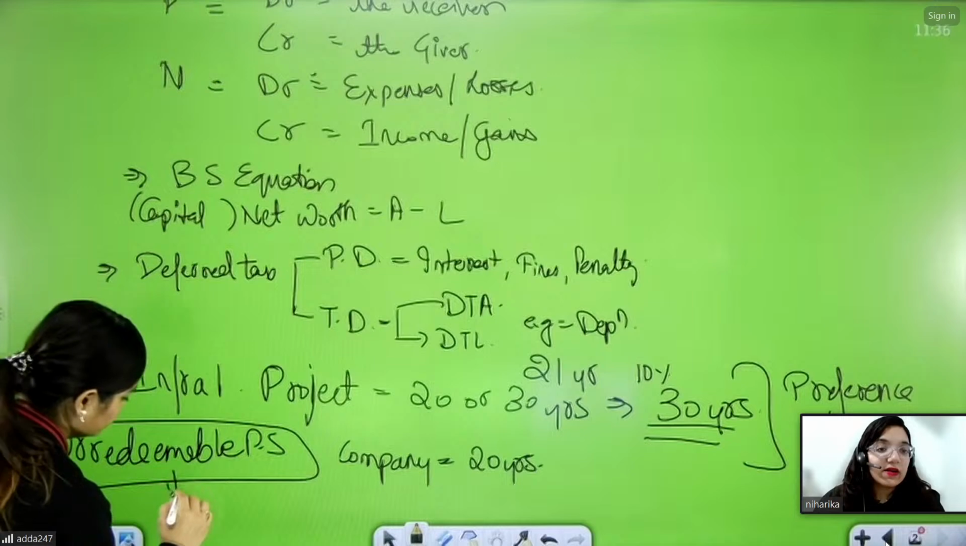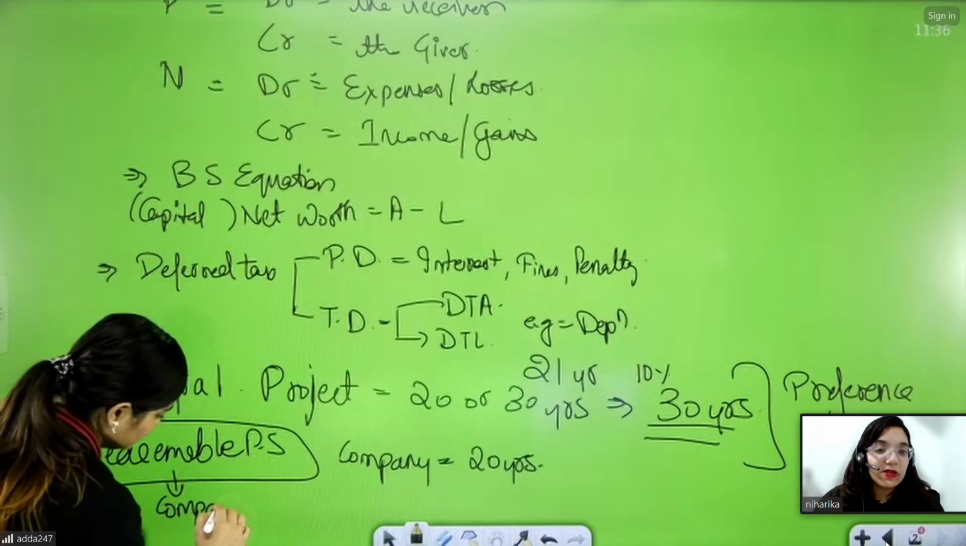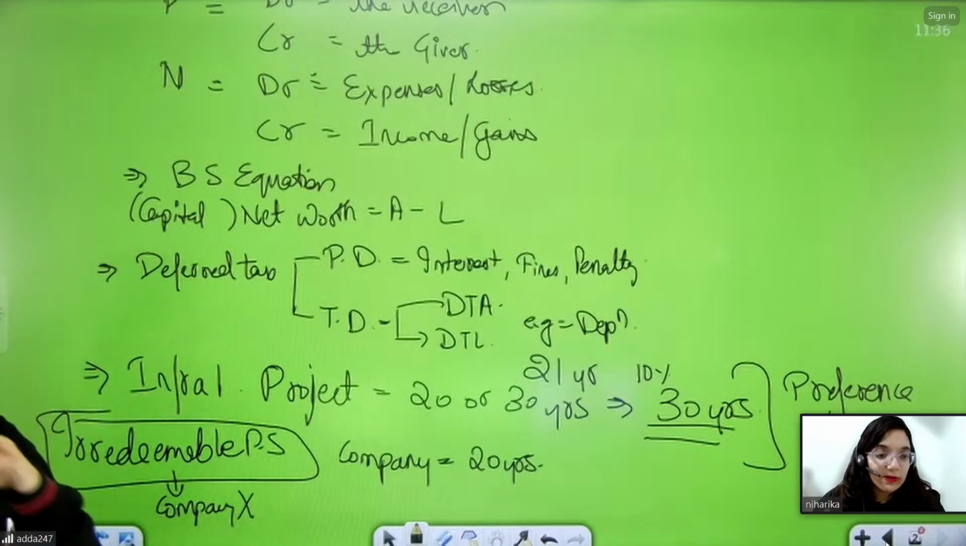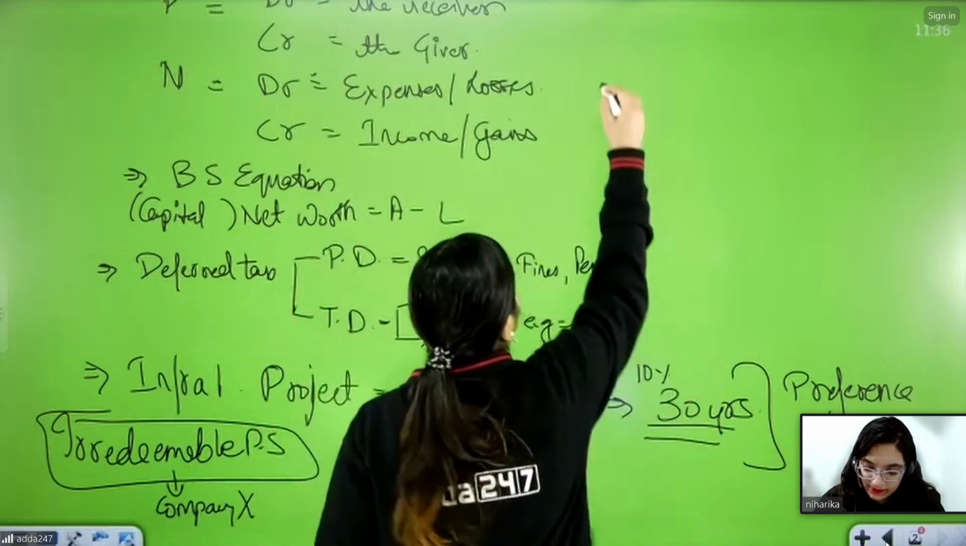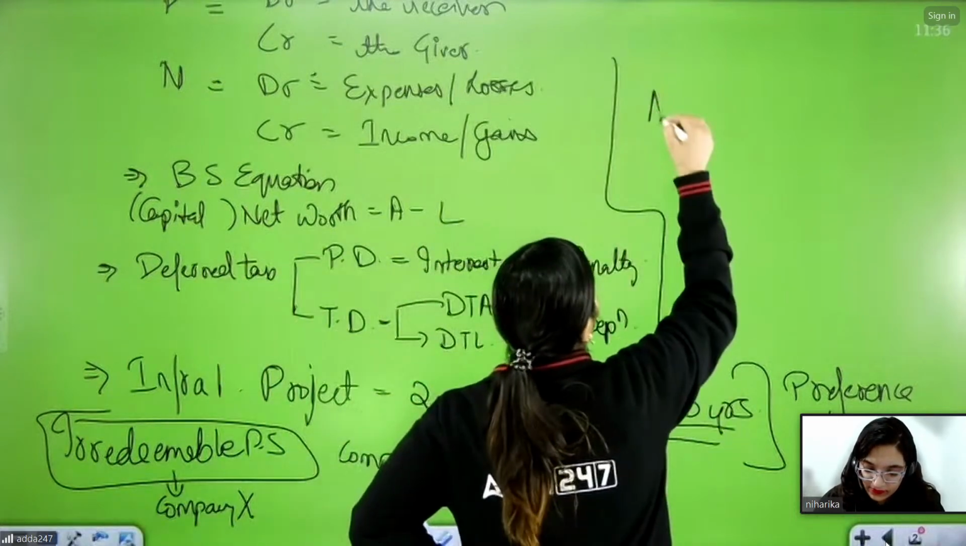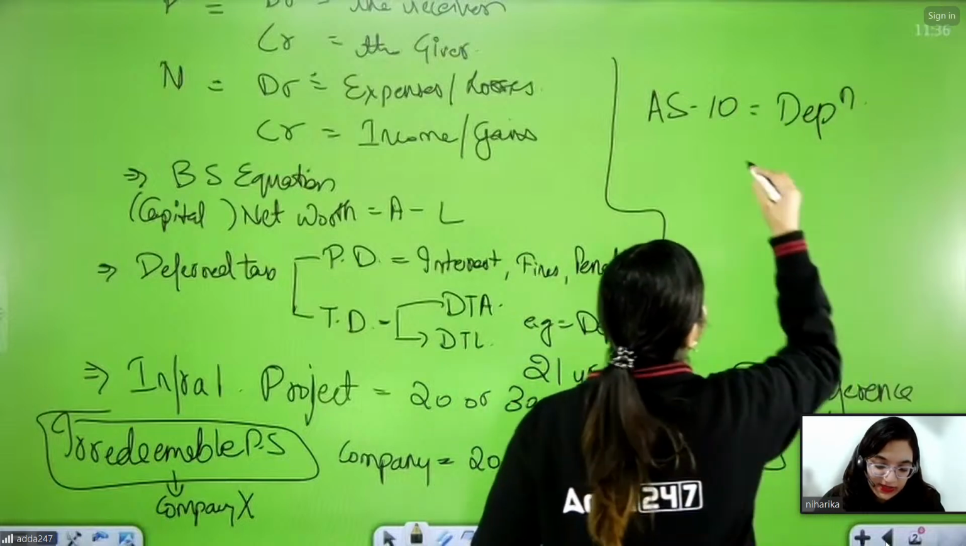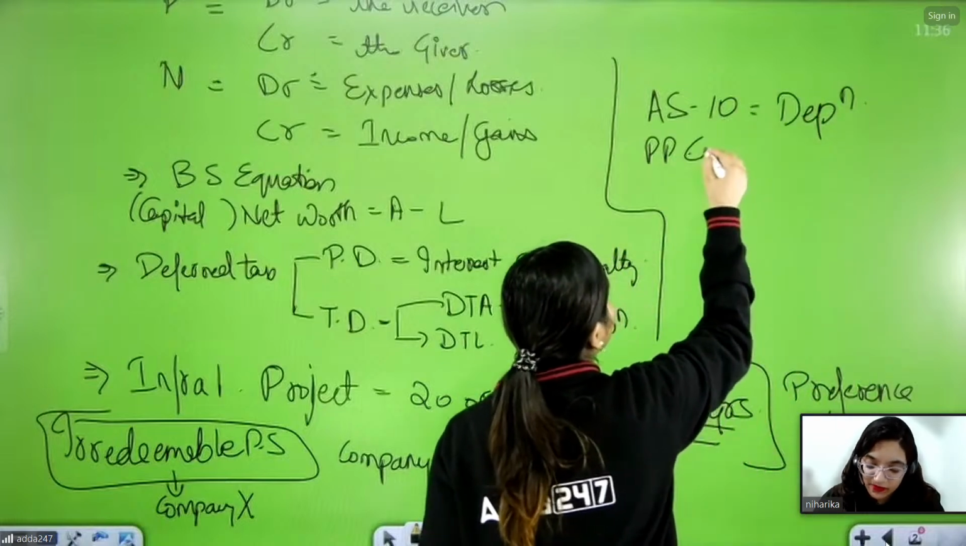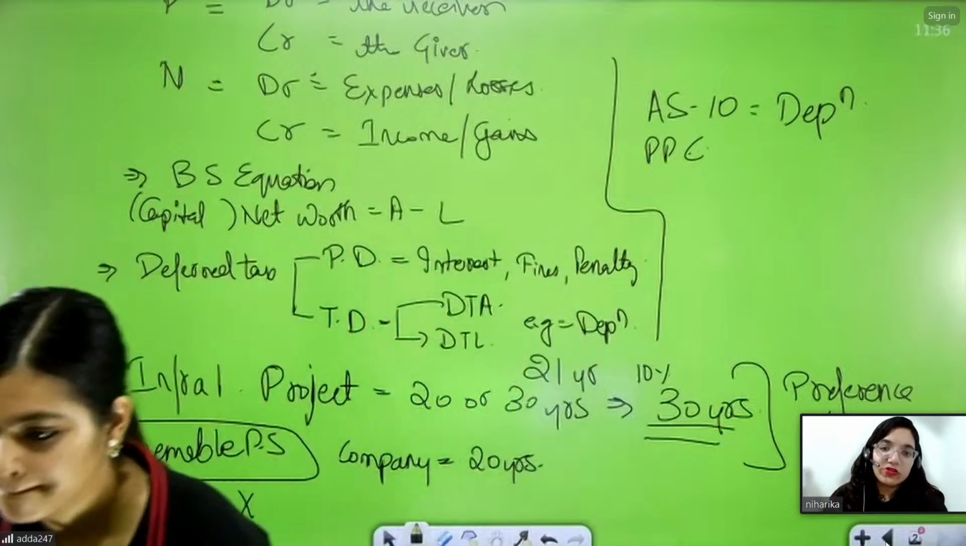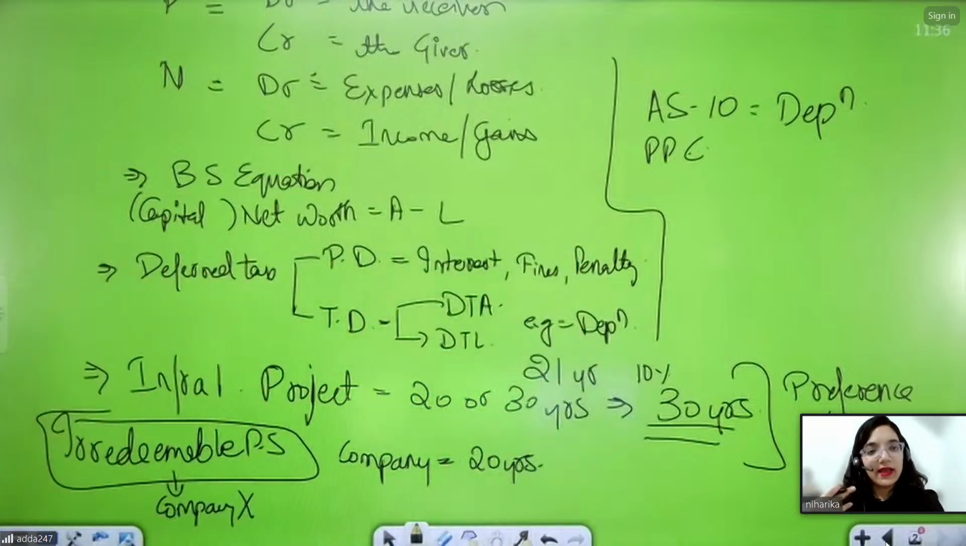Ma'am, there was a question regarding AS 10 as well, property, plant, and equipment, where they talked about depreciation somehow. So we have one question related to AS 10. Basically, AS 6 has been removed. AS 6 was depreciation, which was later merged into AS 10, and AS 10 was earlier known as fixed assets. Now it is called property, plant, and equipment.